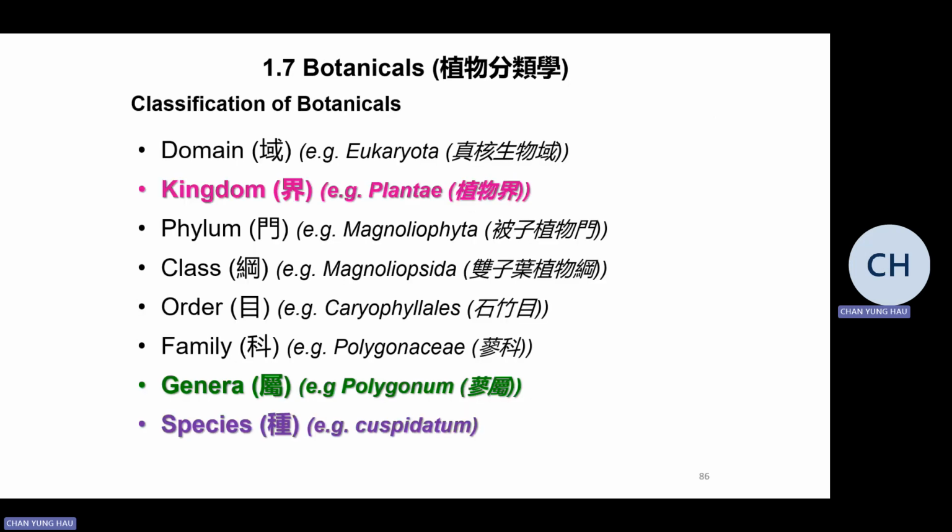In fact, the classification of botanicals can be divided into these different ranks. From the greatest, the most similarities, will be the domain, then kingdom, then phylum, then class, order, family, genera, and species. We will briefly describe them one by one.